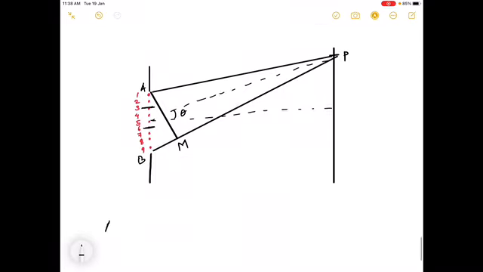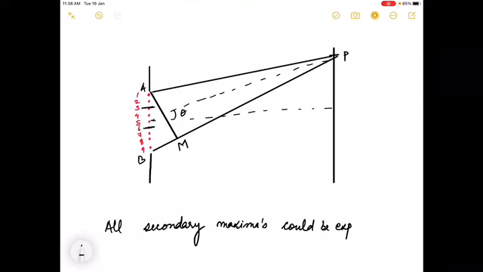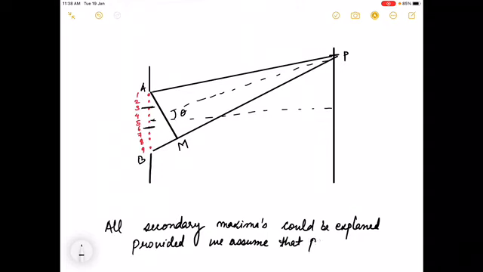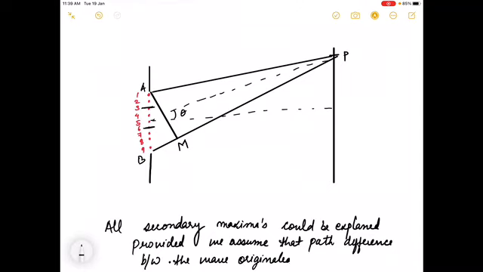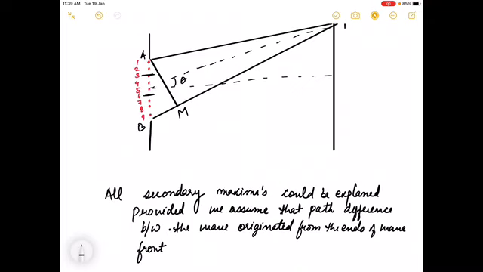The statement goes like, all secondary maximas could be explained provided we assume that path difference between the waves originated from the ends of wavefront is odd multiple of lambda, right? Now what does that mean, odd multiple of lambda?